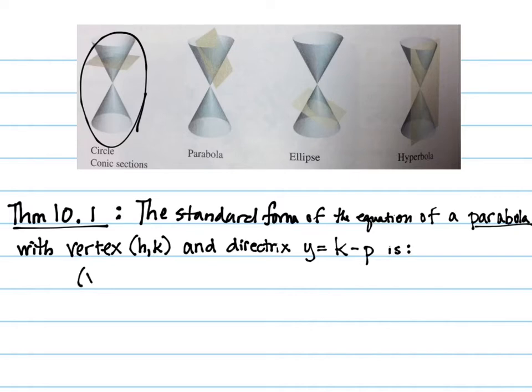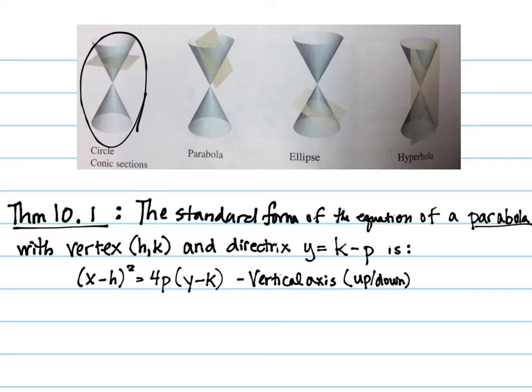So the first one is (x - h) squared equals 4p times (y - k). And if we have this one, this is a vertical axis. And if you want a reminder, it means that it opens up or down. That's what it means to have a vertical axis. And there's another form of a parabola as well. So in this one, it opens up and down. So what other direction could it potentially be opening? Left, right. Yeah, left or right.